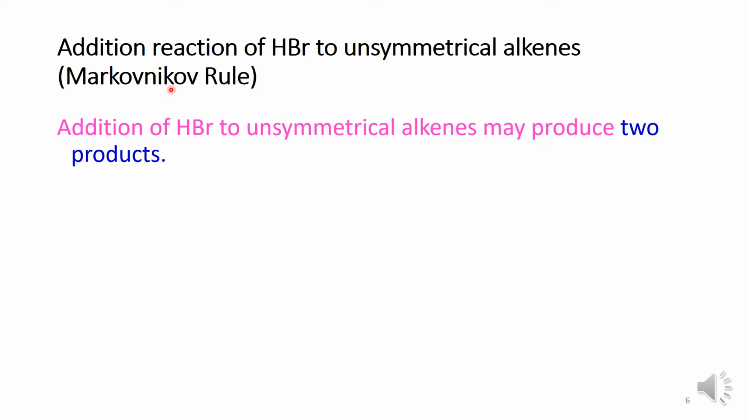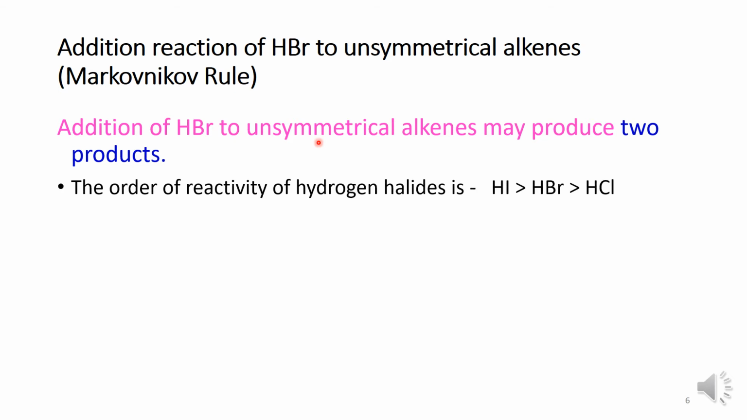This kind of addition will happen in unsymmetrical alkenes, and they produce two kinds of products. One product is the major product and another one is the minor product. The reactivity of hydrogen halides is this: HI is more reactive than HBr and HBr is more reactive than HCl.